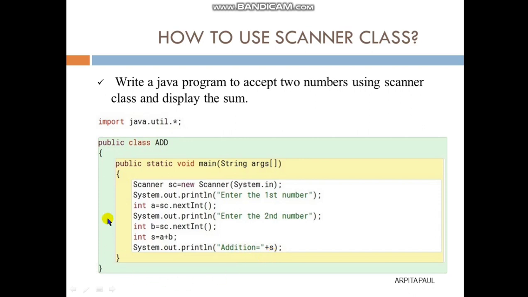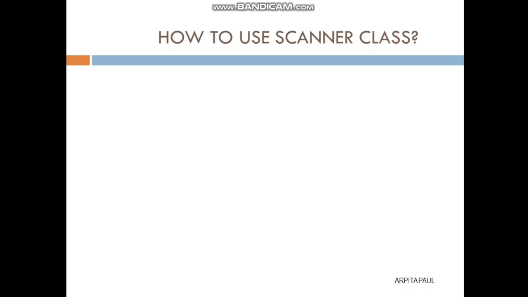Okay, this is how we will create the object of the scanner class. Then we will use the predefined methods to take input using the scanner class object, and then we will calculate the sum and we will print. So how will the output look?